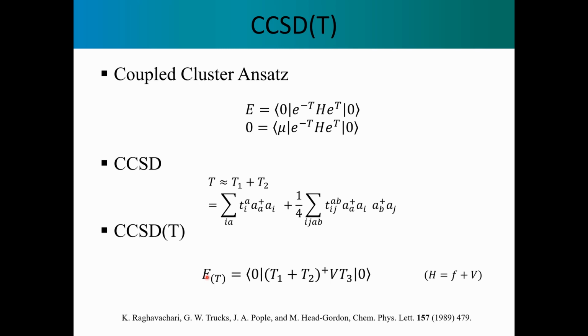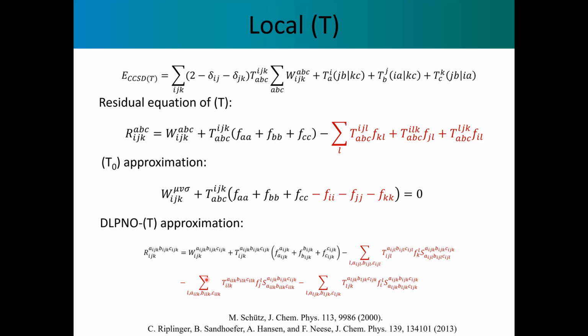But if you use localized orbitals, the amplitudes are coupled by the off-diagonal Fock matrix elements. So in order to use localized orbitals to compute the (T), in principle, you have to solve this residual equation and solve the T_IJK^ABC iteratively. That means you have to save all those T_IJK^ABC on either hard disk or in your memory. So it's a huge number of amplitudes. In 2000, Martin Schütz proposed the so-called T0 approximation. In this approximation, although the localized occupied orbitals are used, the coupling through the off-diagonal Fock matrix elements is completely neglected.